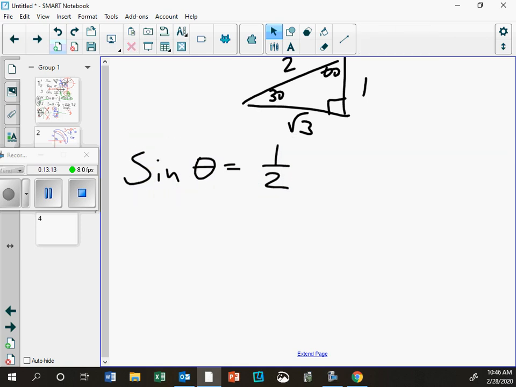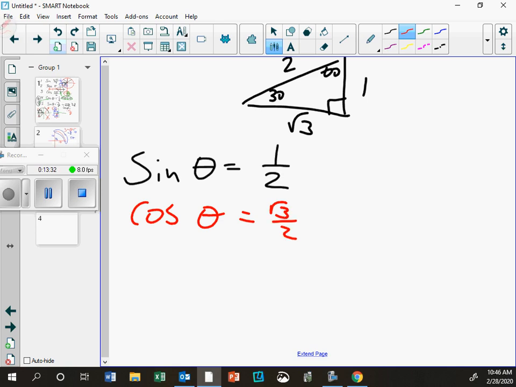And now, if sine is 1/2, what's cosine? I've got my triangle there. It's going to be easy to tell. Cosine of that same angle, which really is a 30, would be root 3 over 2. And last but not least is tangent of that angle, TOA, opposite over adjacent. None of that is new. That should not be groundbreaking material there.